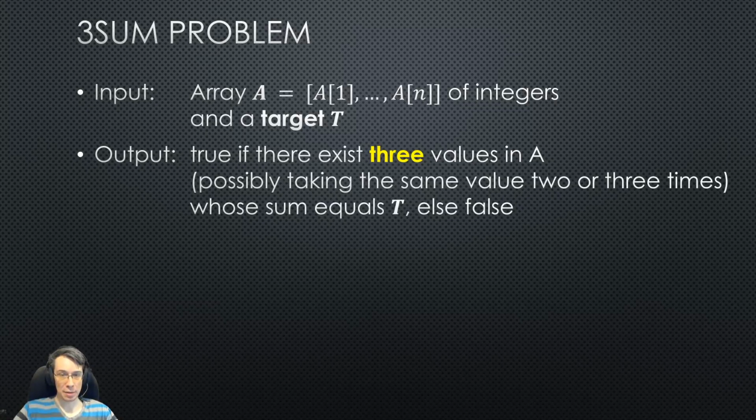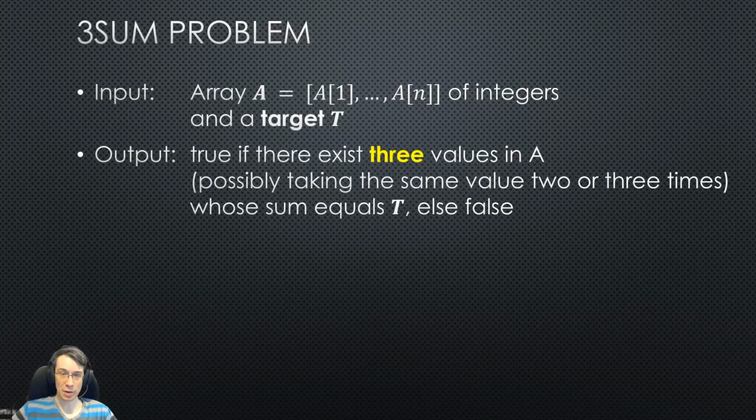And the three-sum problem is quite similar. So we have an array of integers and a target t. The output is true if there exist 3 values in A whose sum equals t, and is false otherwise. So two-sum is, as you might expect, 2 values and three-sum is 3 values. Just like in two-sum, where it could have been 2 of the same value, in three-sum it could be 2 or 3 of the same value. That's fine. So you can pick the same value 2 or 3 times.